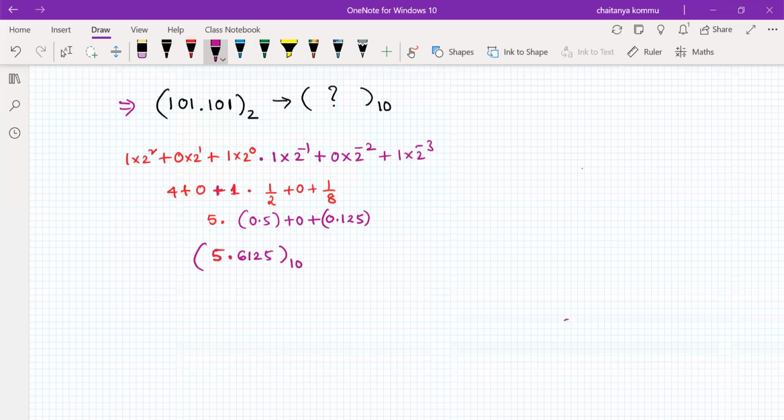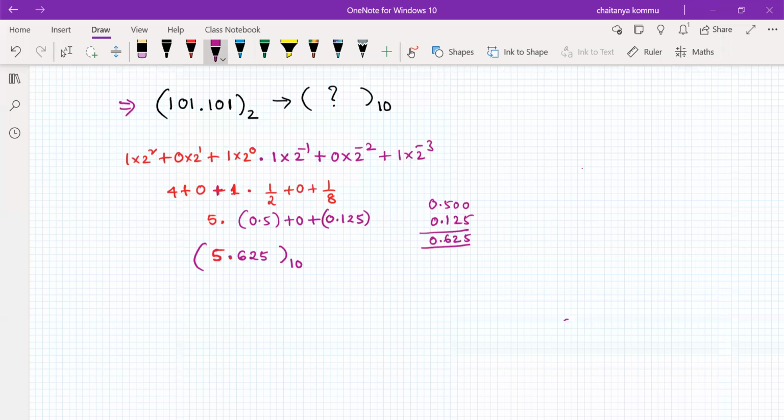Very simple concept. If you learn this one, you'll get some score in your main examination. They will ask you to convert any number system to decimal, like 0.625. That's it.